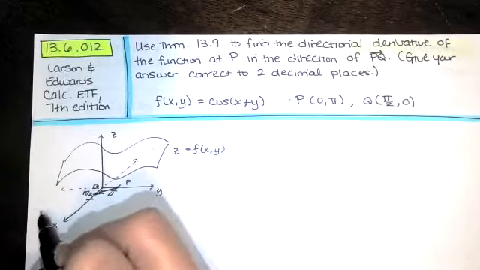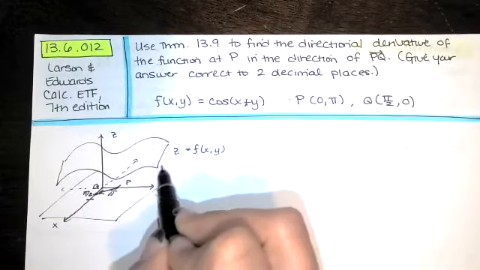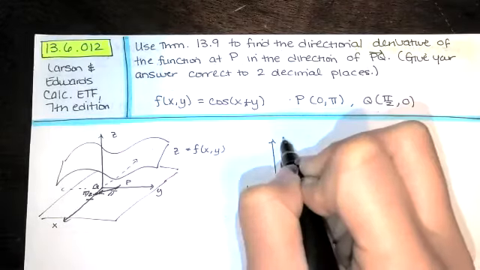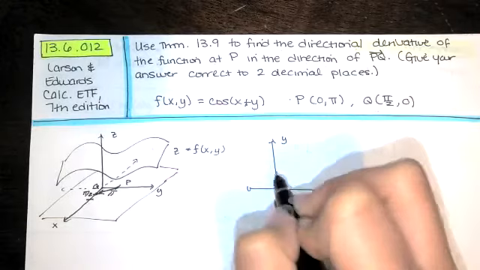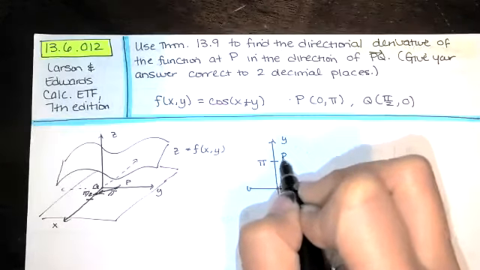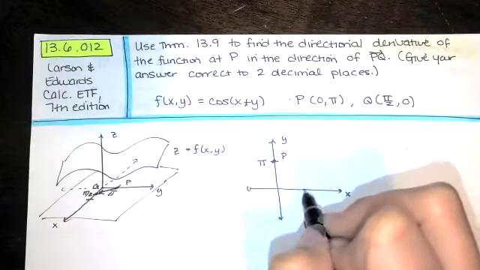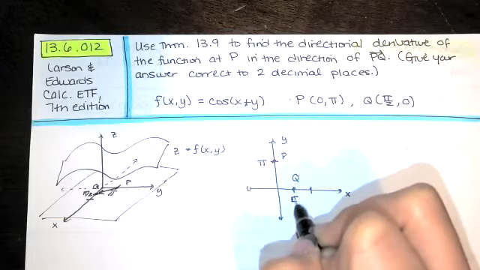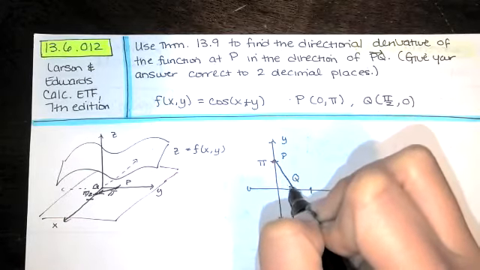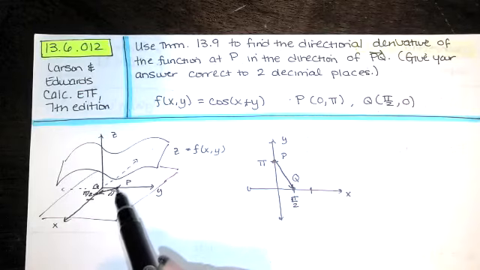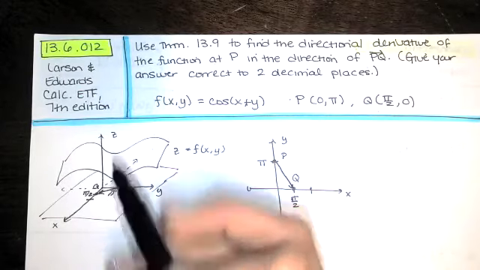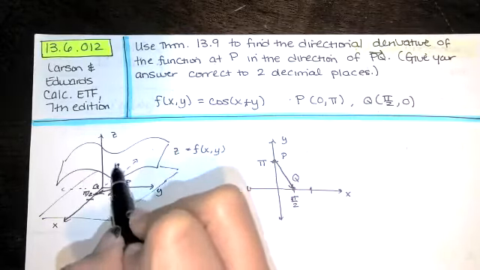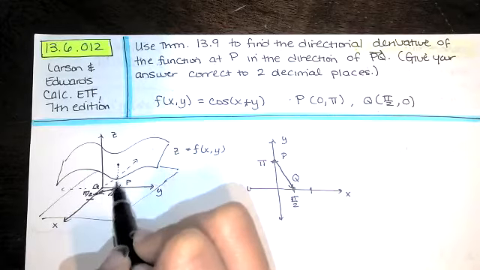Now, if I wanted to, I could focus just on the XY plane, just that plane down here. And this is what we would see in the XY plane. The point P is at x equals 0, y equals pi. The point Q is at x equals pi over 2, y equals 0. And we want the slope of this surface. Let's say at the point P, we're going to get some value here. We want to know what the slope of the surface is if we go in that direction, in the direction from P to Q.